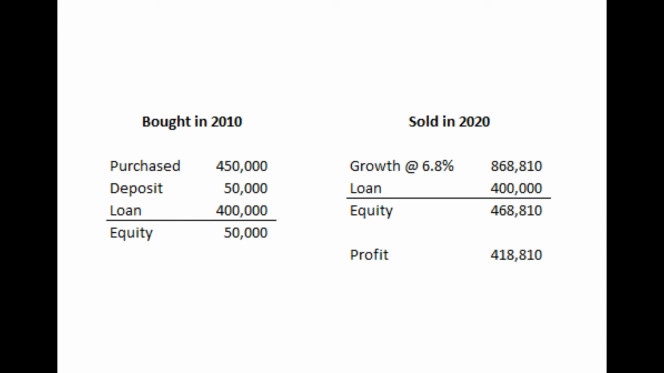Okay, so if we use that 6.8% over 10 years, that translates into a value of $868,000. And say you had interest-only loans, so you haven't paid any of that down, and the amount owing remains at $400,000. That means if you sell now, you now have equity of $468,000 after paying out the loan, and your profit will be $418,000. So this all sounds great, but if the property doesn't go up in value, it can create some real problems.